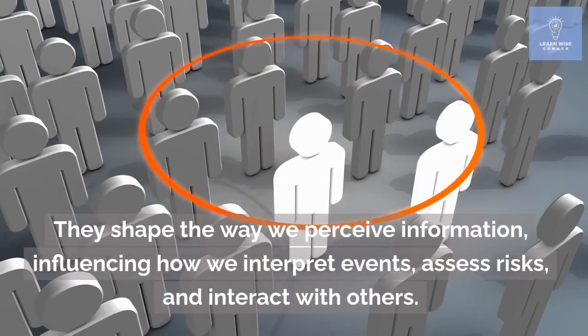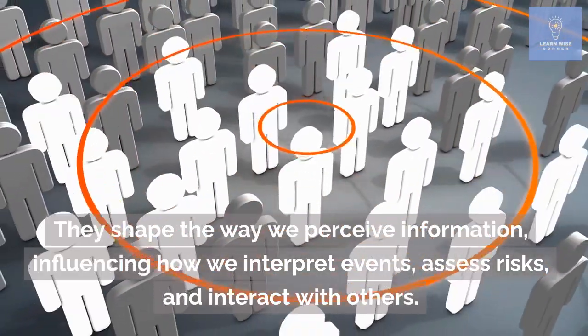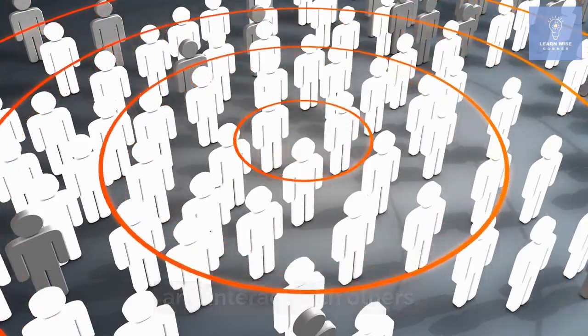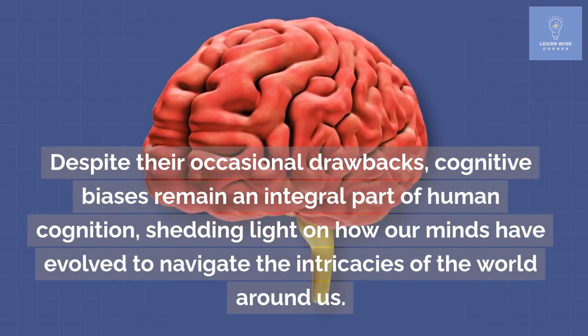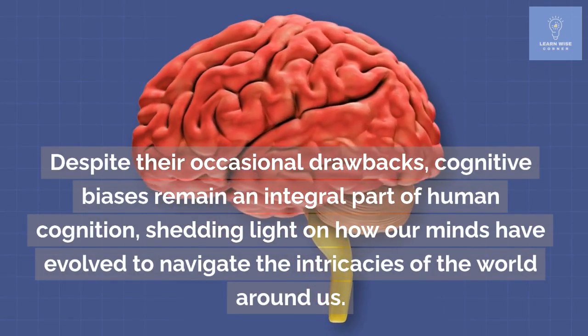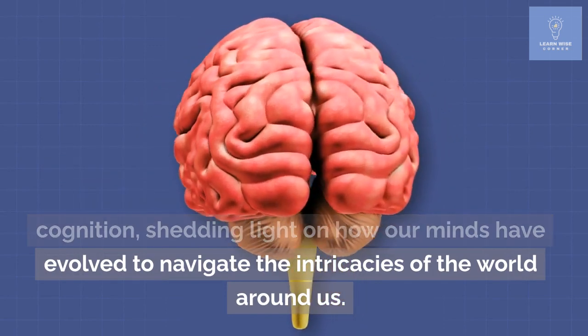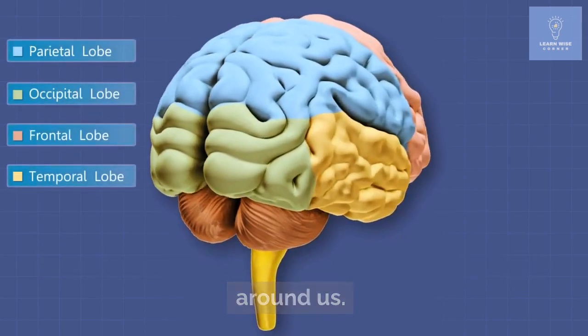They shape the way we perceive information, influencing how we interpret events, assess risks, and interact with others. Despite their occasional drawbacks, cognitive biases remain an integral part of human cognition, shedding light on how our minds have evolved to navigate the intricacies of the world around us.